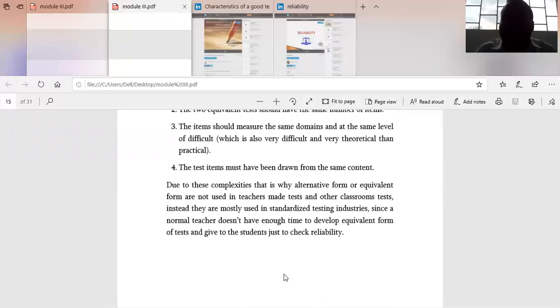Due to these complexities, alternative or equivalent forms are not used in teacher-made tests. It is very rare to find them used in schools, where the normal exam we tend to use is the classroom test. Instead, they are mostly used in the standardized test industry, since a normal teacher does not have enough time to develop an equivalent form of a test and give it to the students just to check reliability.